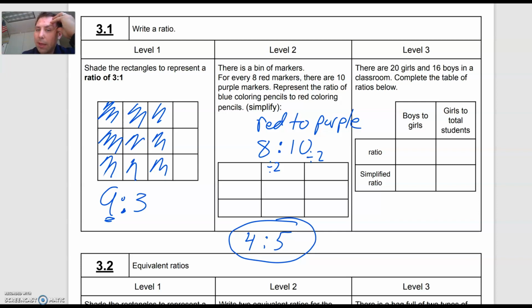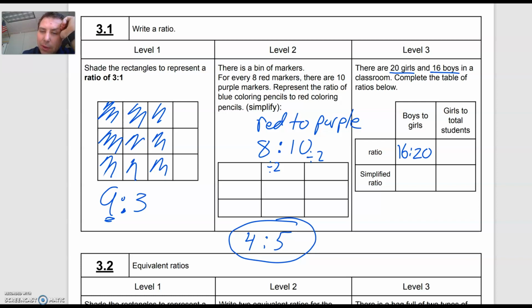If I go to level 3, this one's saying there are 20 girls, 16 boys in the classroom. Complete the table of ratios below. So what this is asking for is the ratio of boys to girls. So boys to girls. Again, order matters here. There are 16 boys, so I'll write 16 boys first to 20 girls there. So I have my ratio of boys to girls is 16-to-20.